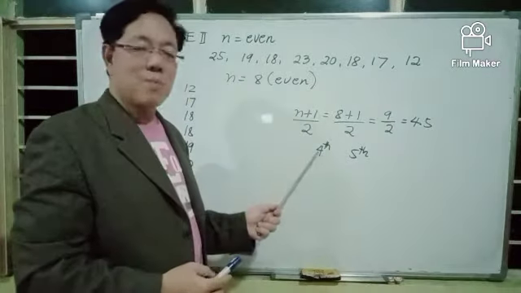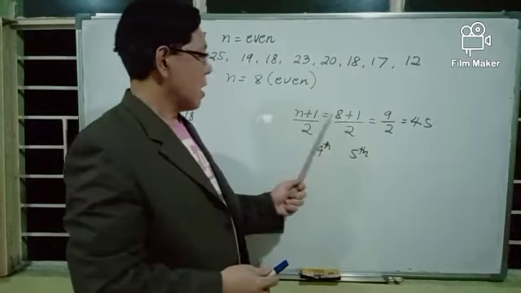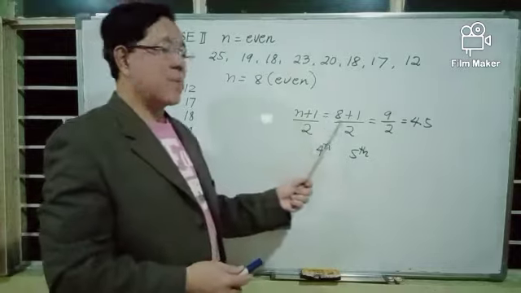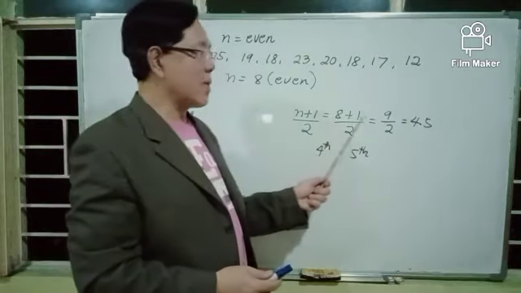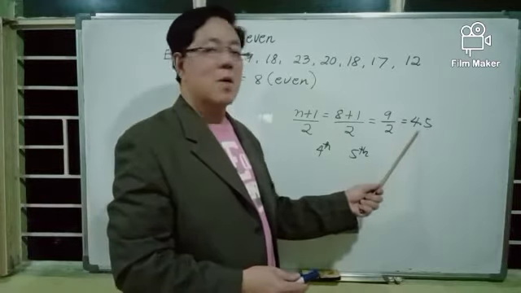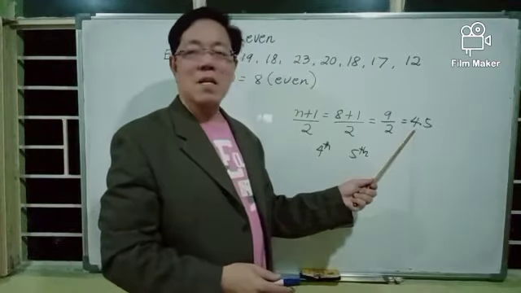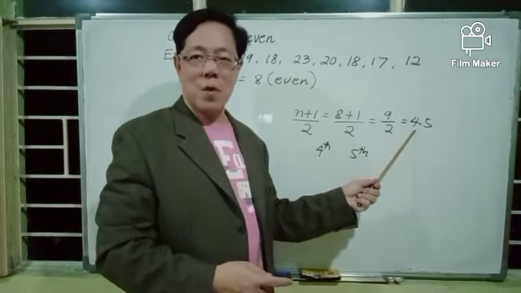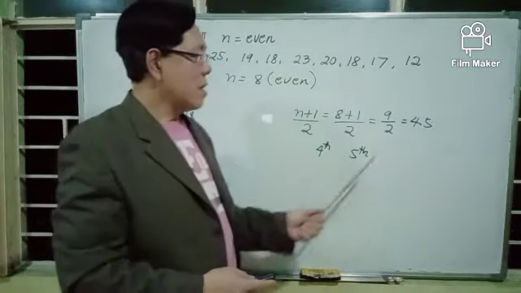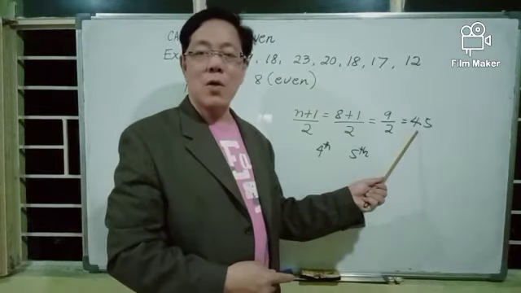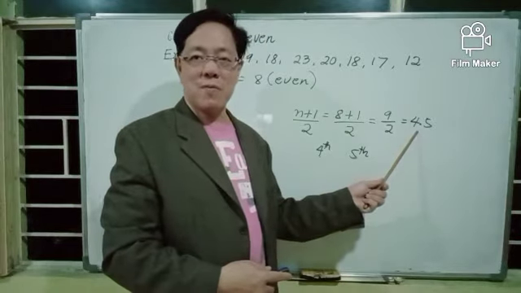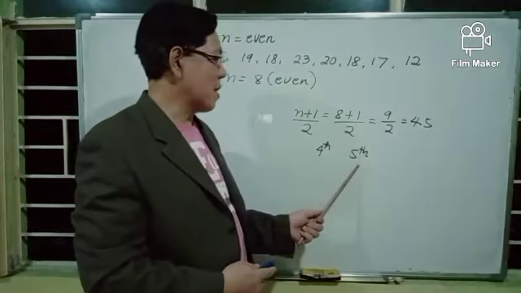Again, n plus 1 divided by 2 is 8. 8 is the sample size. Plus 1, it's always plus 1. And the sum we divide by 2. 8 plus 1 is 9. Divided by 2 is 4.5. And you take the greatest integer less than 4.5 and it's 4. And then you take the smallest integer or whole number greater than 4.5 and it's 5.